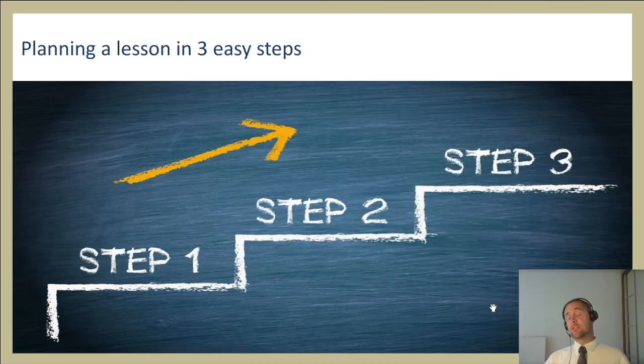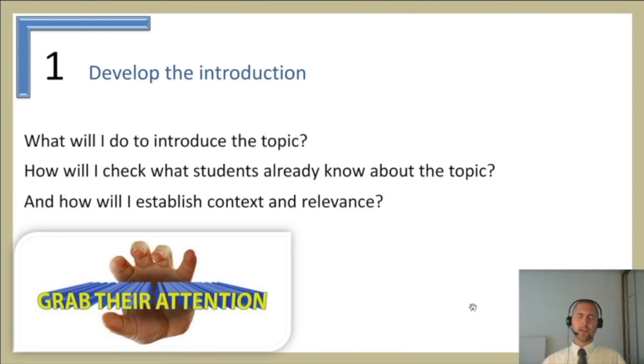Planning a lesson in 3 easy steps, as easy as 1, 2, 3. So when I'm going to plan a given lesson in, let's say, 1 hour, 90 minutes, 45 minutes, whatever, I first need to think about how I'm going to develop the introduction. What will I do to introduce the topic? How will I check what students already know? And how will I establish the context or the relevance? Of course, I need to grab their attention too.